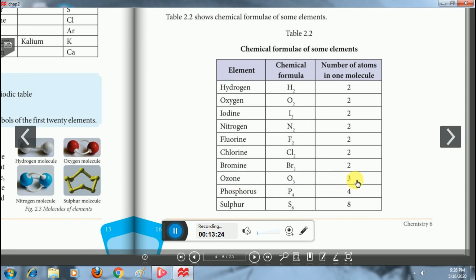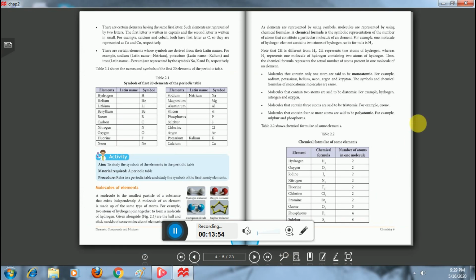While for ozone, O3, the number of atoms in one molecule is 3. So ozone is triatomic. Phosphorus is P4, so 4 atoms are present in one molecule of phosphorus. Sulfur is S8, that means 8 atoms of sulfur are present in one molecule of sulfur. So phosphorus and sulfur are polyatomic, while ozone is triatomic. Bromine, chlorine, fluorine, nitrogen, iodine, oxygen and hydrogen are diatomic in nature.